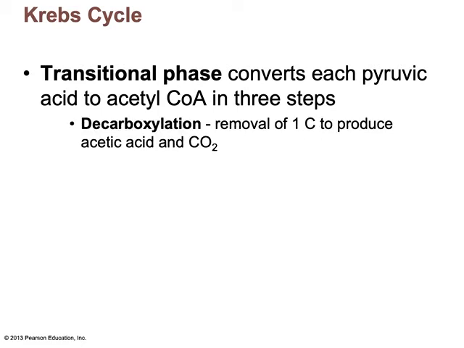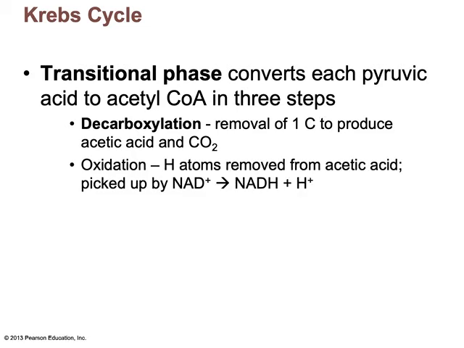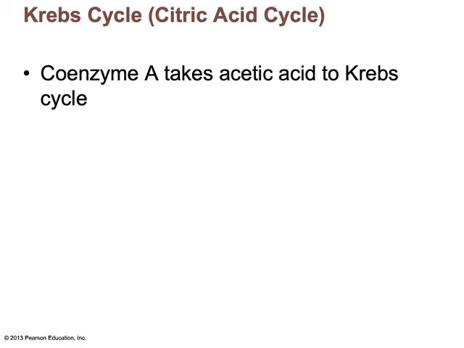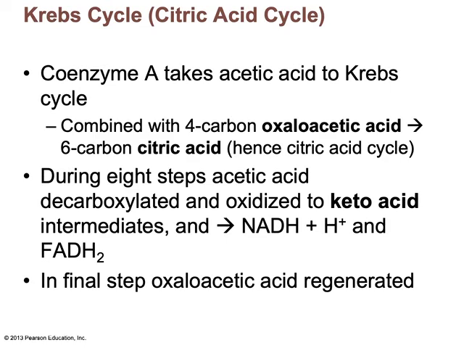There's decarboxylation, which is a highly energy releasing reaction. Okay, so it's an exergonic reaction. We remove a carbon and produce acetic acid and CO2. Hydrogen atoms are stripped from the acetic acid and make NADH. Okay, and we form acetyl coenzyme A as a result. Coenzyme A takes acetic acid into the Krebs cycle, where it combines with oxaloacetic acid to make citric acid.